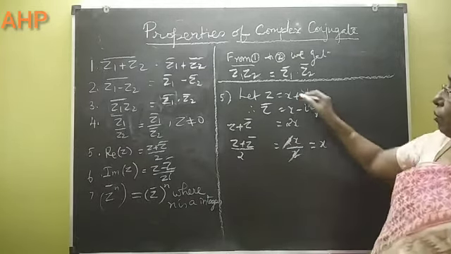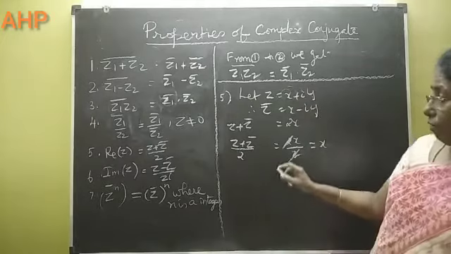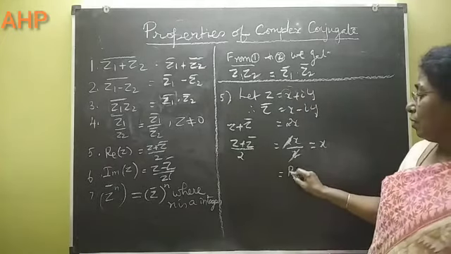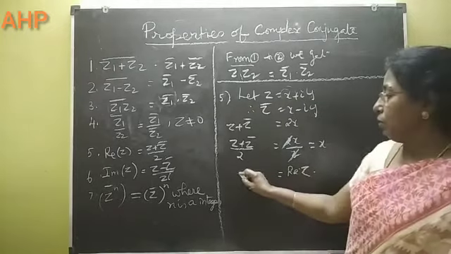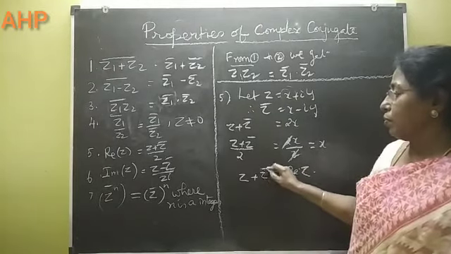This x is nothing but the real part of z. Therefore we can rewrite this as real z. Therefore real z is equal to z plus z bar by 2.